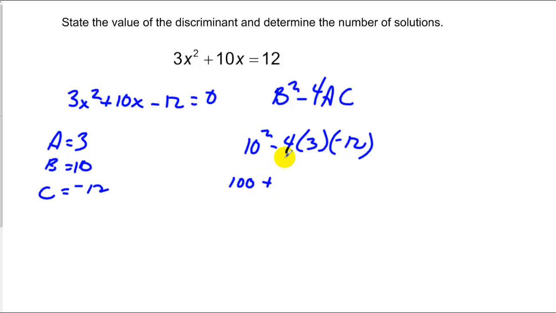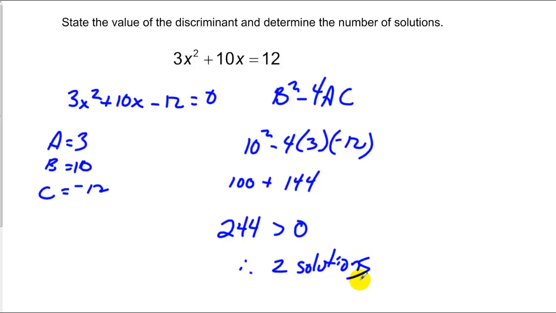which gives us 100 plus 144, which is 244. Clearly that's greater than 0. Therefore, there are two solutions. What those solutions are, we don't know, but the problem didn't ask us to find the solutions. It just asked us to state how many we had.